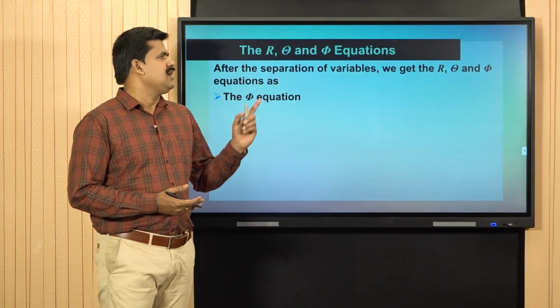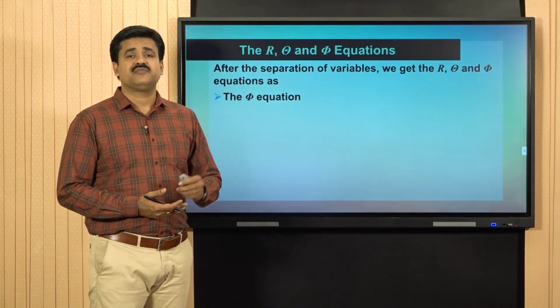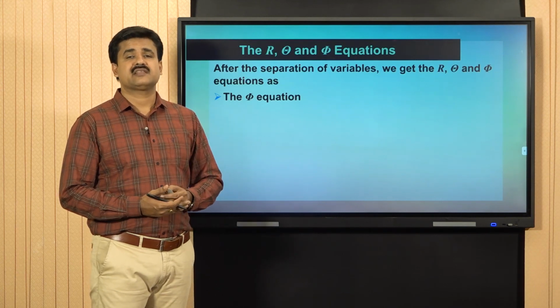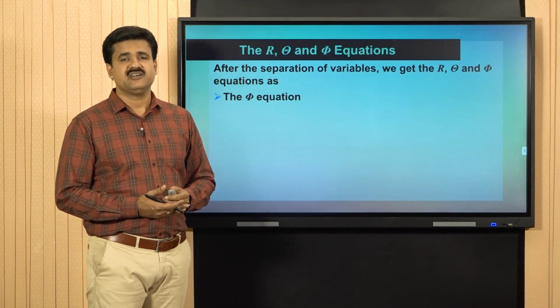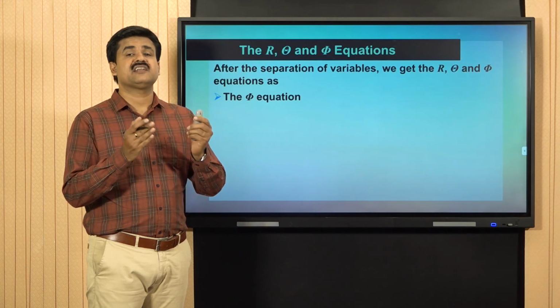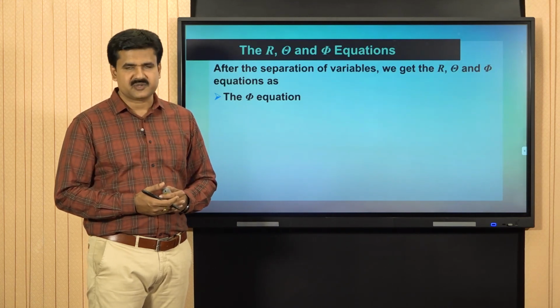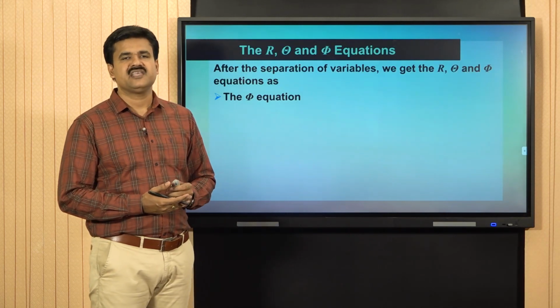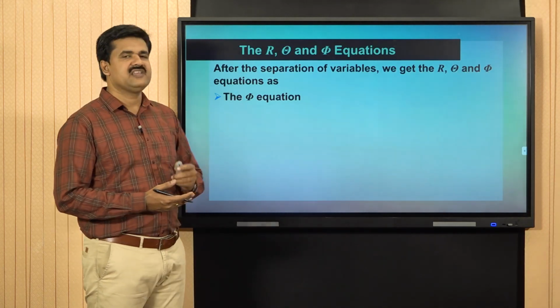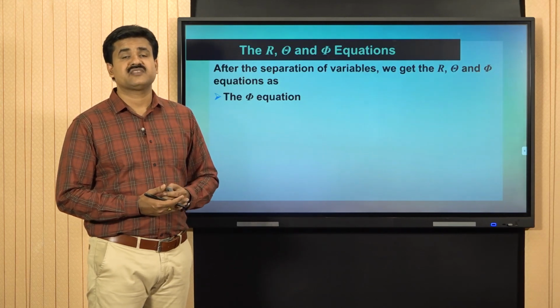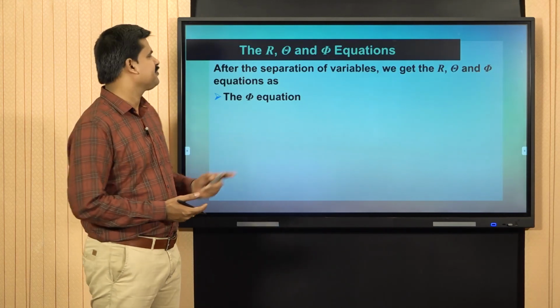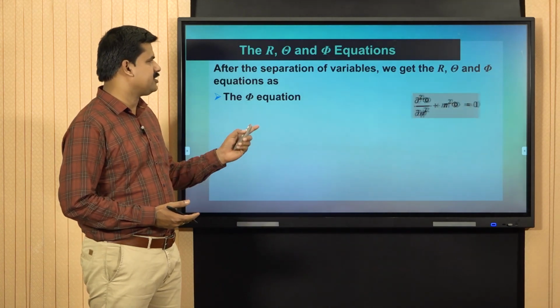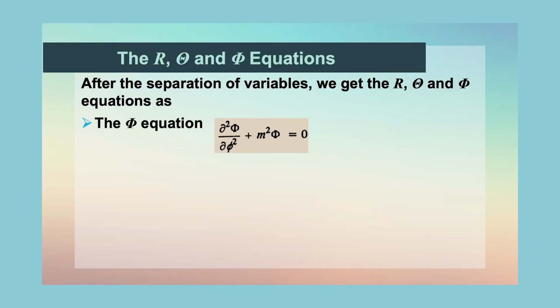Now, after the separation of variables, we get three different components of the Schrodinger wave equation, namely the R equation, theta equation and the phi equation. This separation we carried out in the first part of the hydrogen atom problem discussion. First of all, the phi equation. This is the phi equation: ∂²Φ/∂φ² + m²Φ = 0.